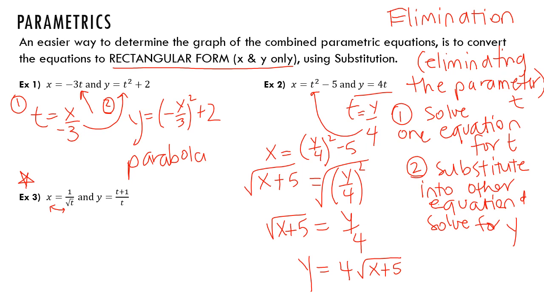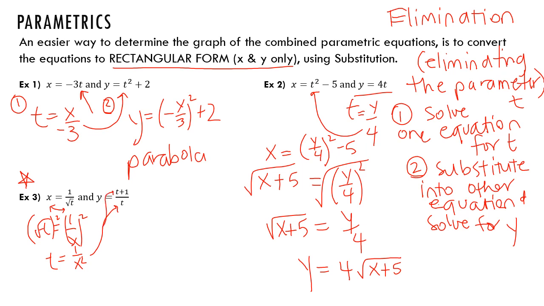Otherwise, you would have to solve the proportion, and it would come out the same. So I have the square root of t equals 1 over x, and I'm going to square both sides so that I have t equals 1 over x squared, because I distribute that. And now I'm going to plug this into both t's.